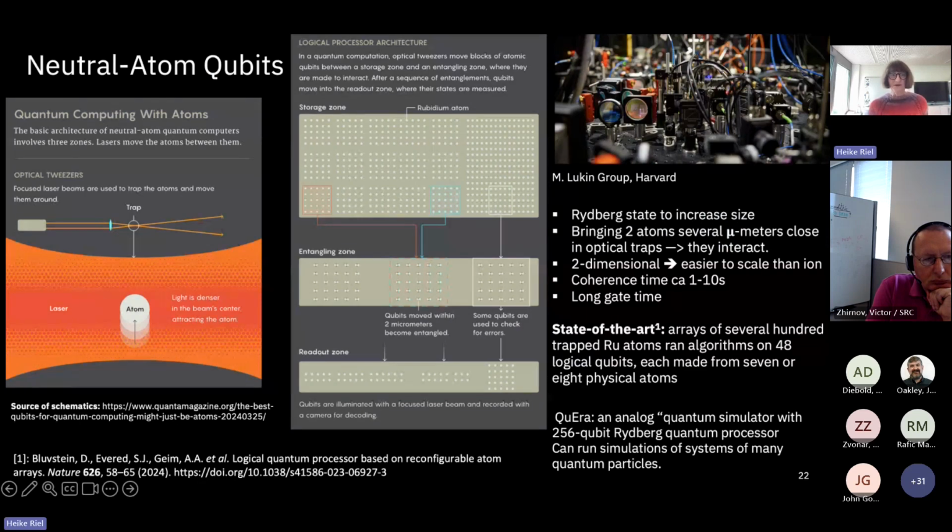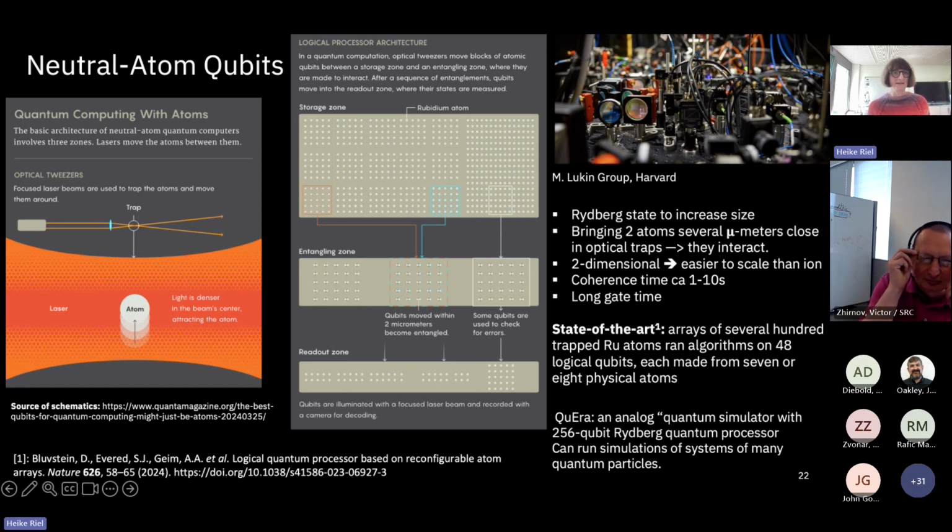If we move on, then neutral atom qubits, they have recently made quite some progress. They have been pushed by several academic groups over the years, in particular also Professor Mikhail Lukin from Harvard University. And here you use, instead of an ion, a neutral atom.